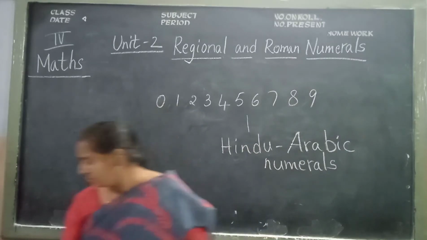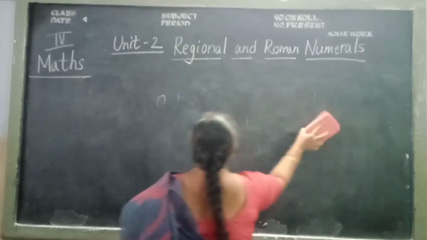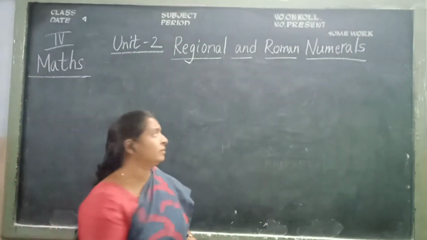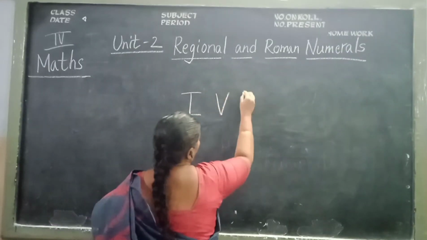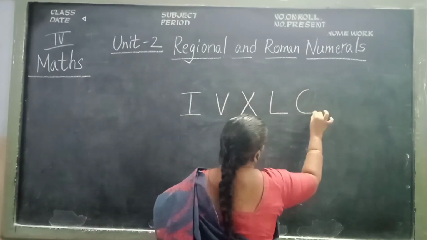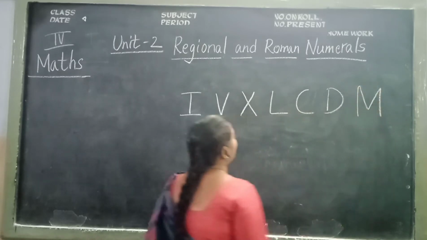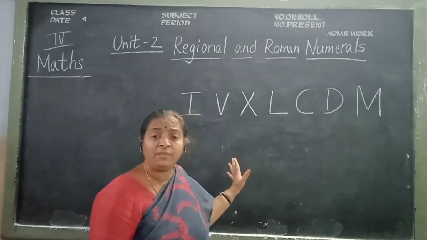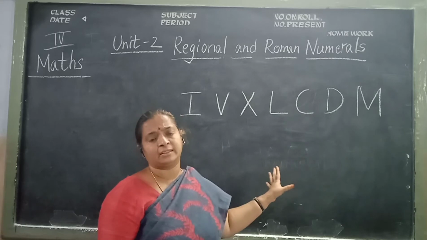Next we will deal with Roman numerals, children. Roman numerals. Here you can see 7 symbols. Where do we use them? In alphabets. Here 7 alphabets are there.